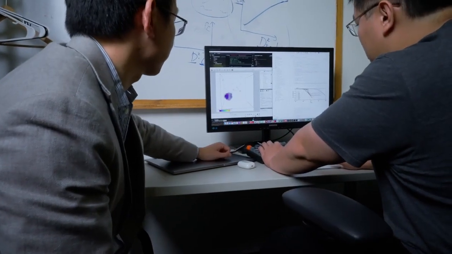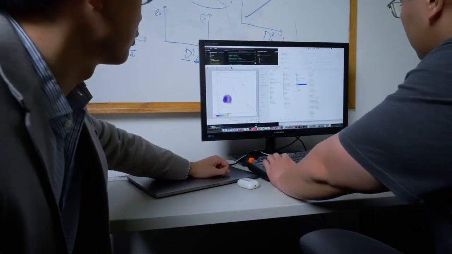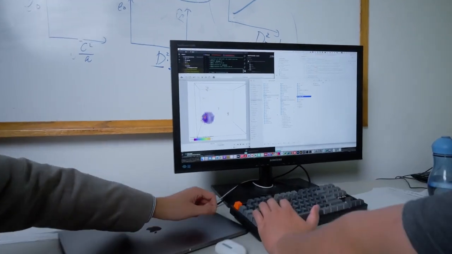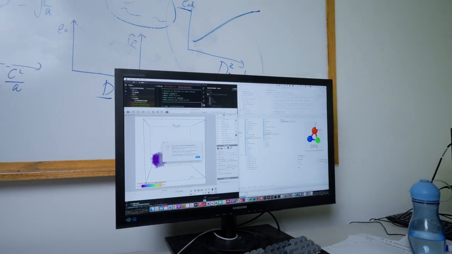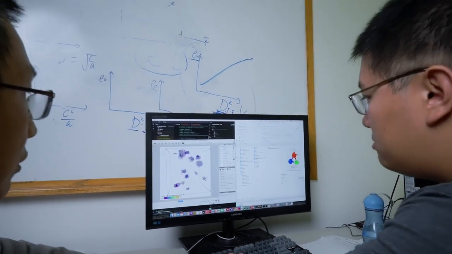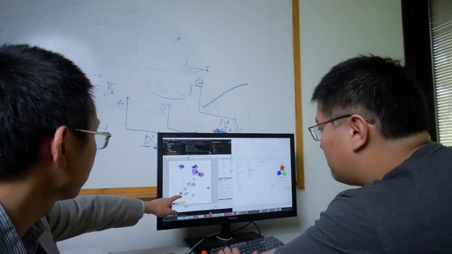So my group is applying kinetic Monte Carlo simulation, atomistic simulation, and machine learning to study those defects, from individual defects at atomic scale to their collective behavior at meso scales.